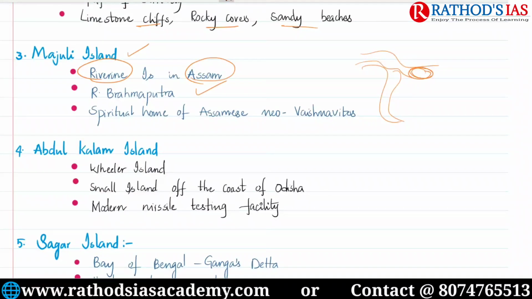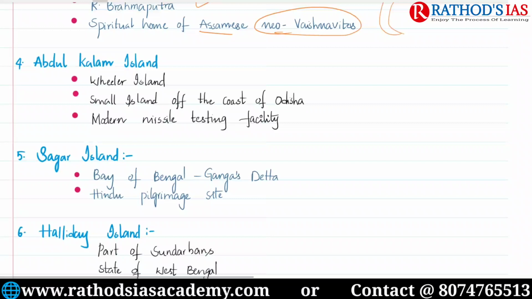And this Majuli Island is home to the spiritual Assamese Neo-Vaishnavites. So this will be a very important prelims fact. And some other islands are also important, like Abdul Kalam Island. This island is also called Wheeler Island.